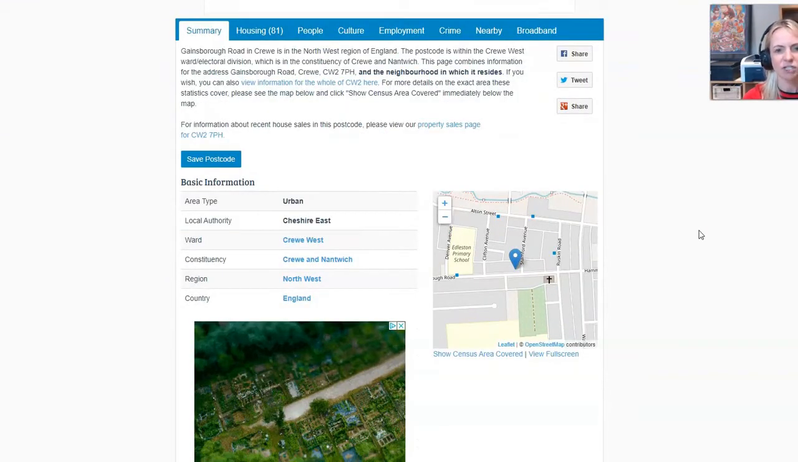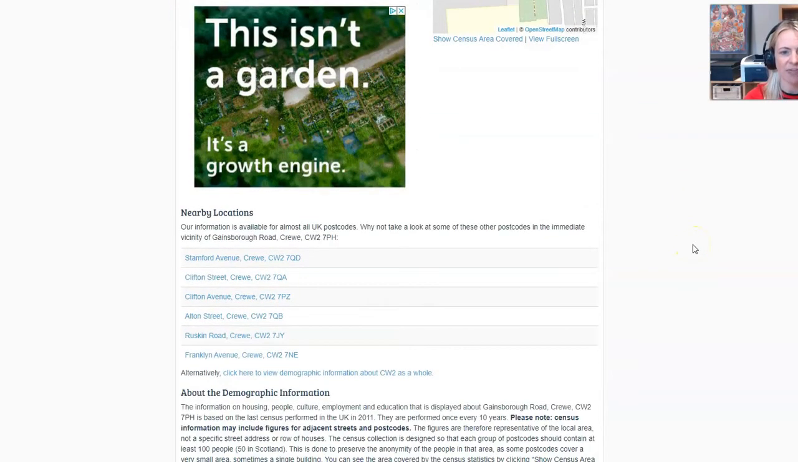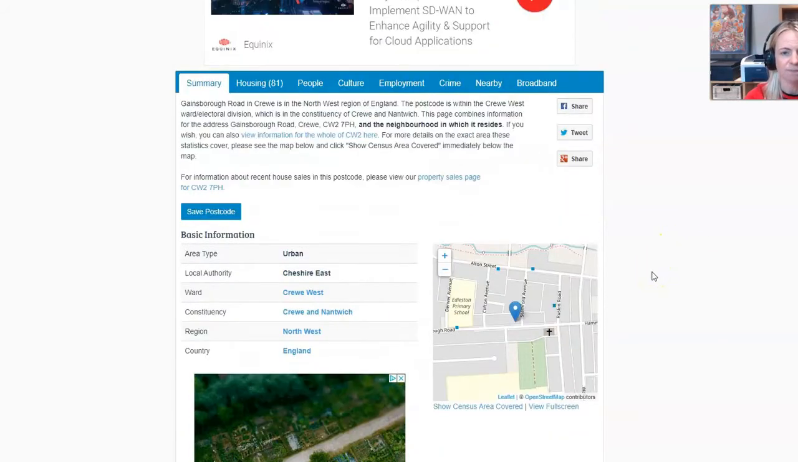So the first page that you'll see in Streetcheck gives you a summary of the area. It tells you the local authority that postcode is in, and it tells you a little bit more about the area, some of the nearby locations and some of the demographic information. You'll see along the top you have various tabs.